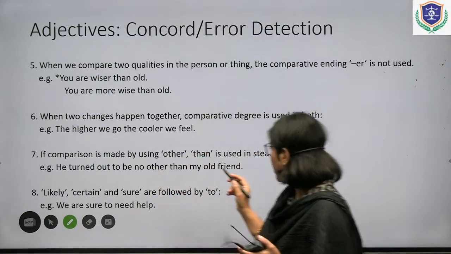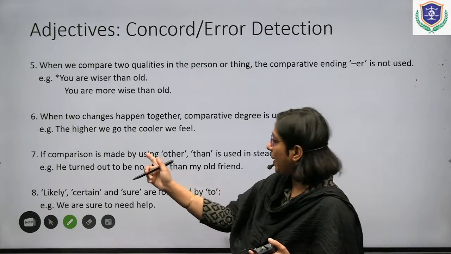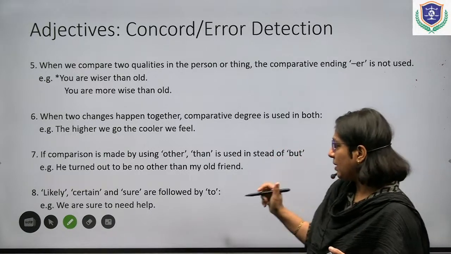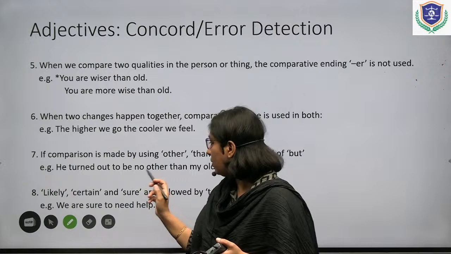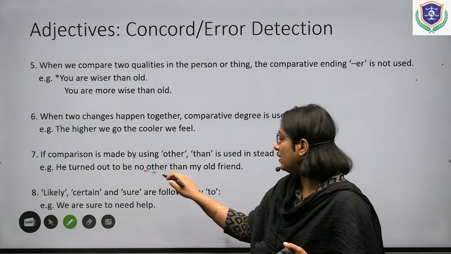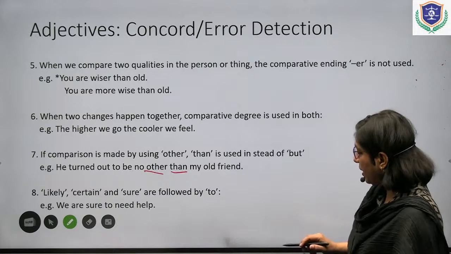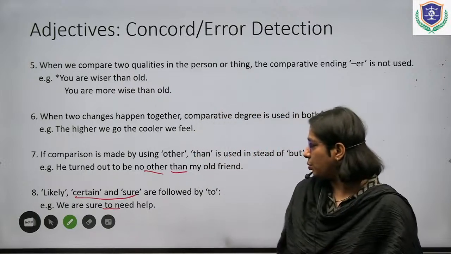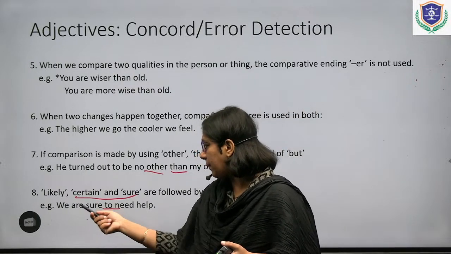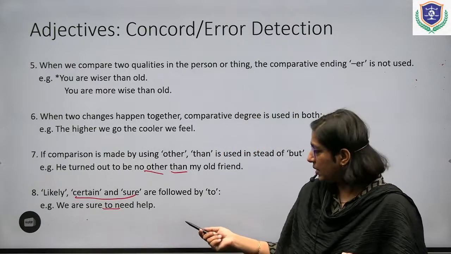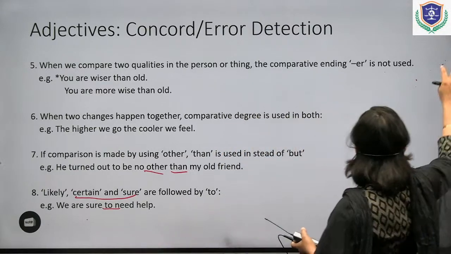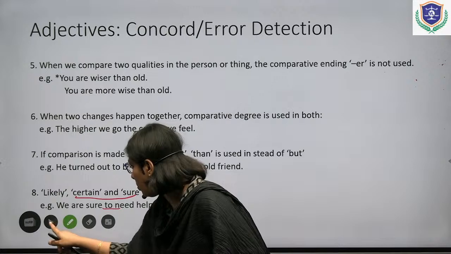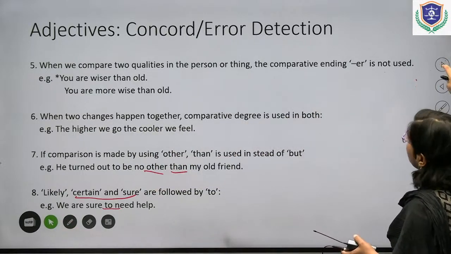Okay, now look at this. If comparison is made by using other, than is used instead of but. So if you have a sentence, he turned out to be no other than. The moment other is there, you have to use than. Okay, and with certain or sure, the sentence must be followed by to. We are sure to need help. He's sure to come. So this is what I wanted you to be aware of.